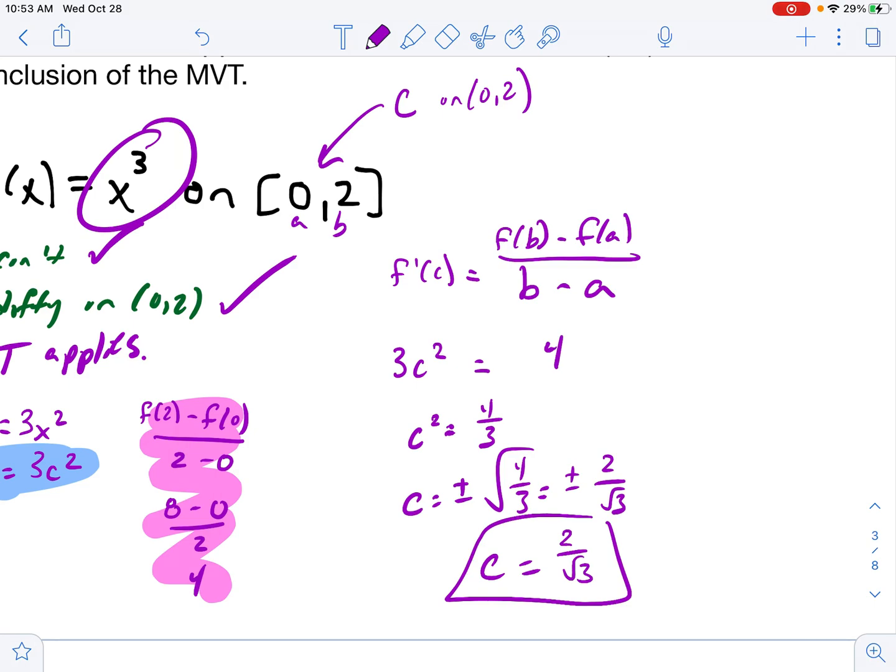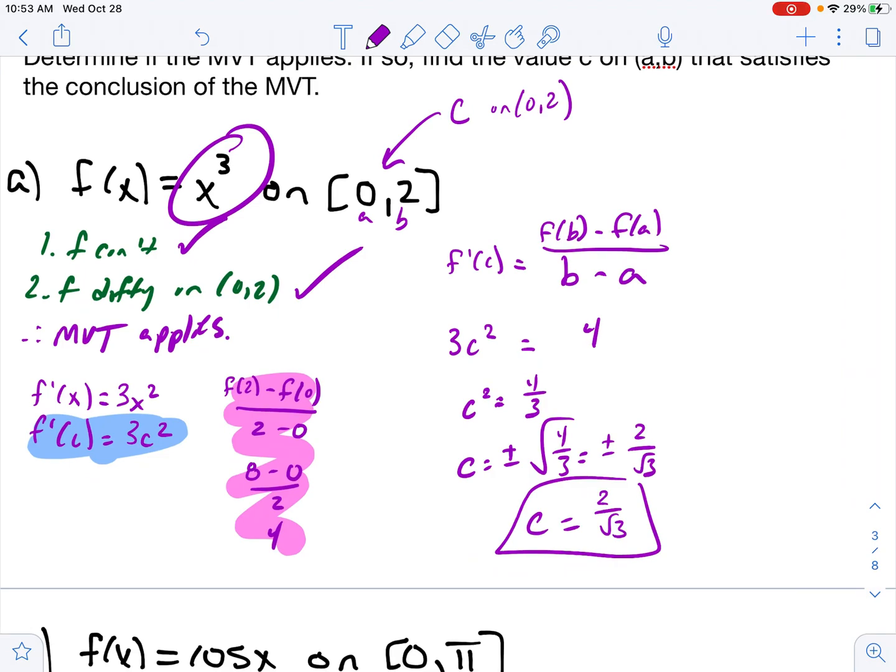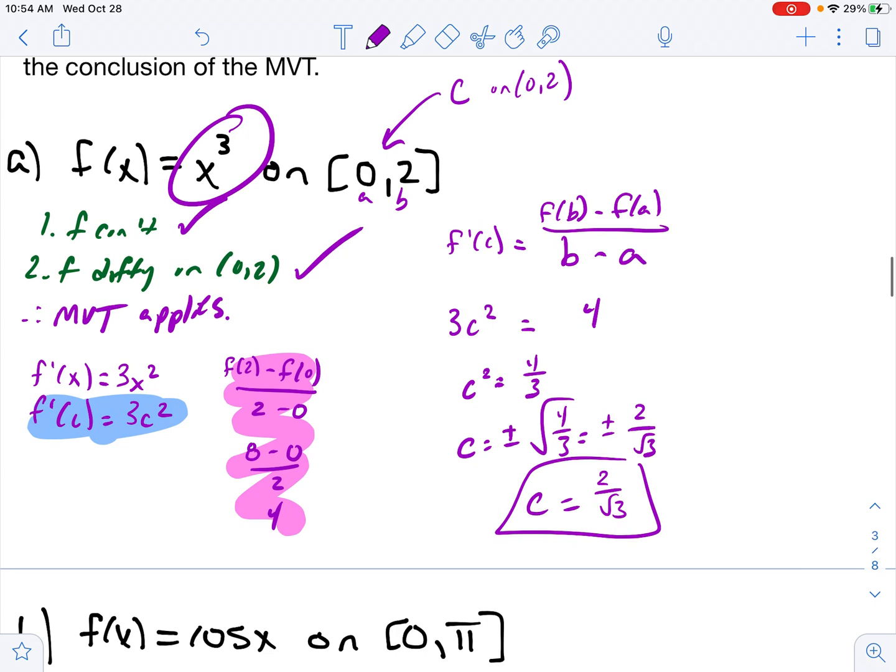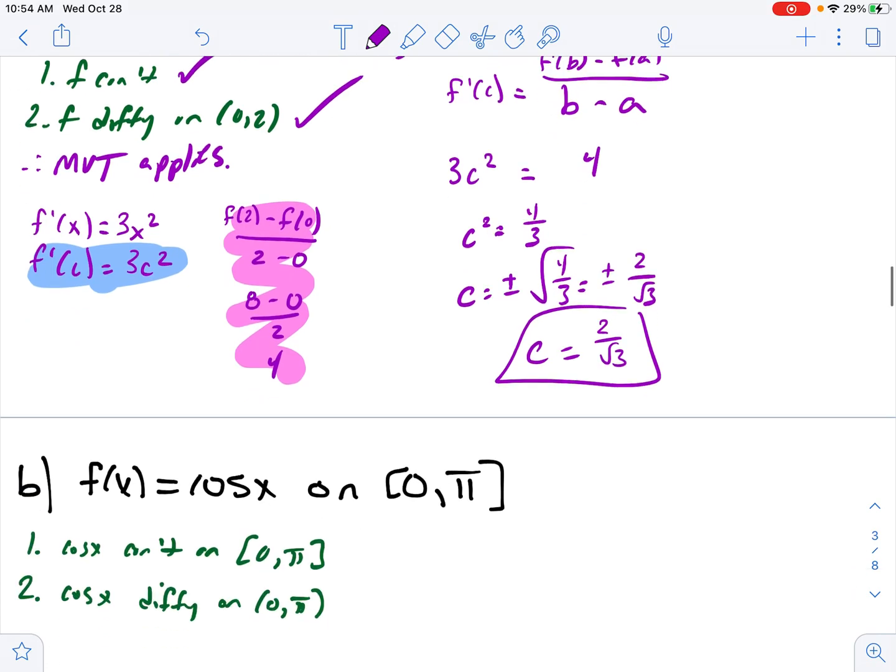All right? And if you want to verify, you can plug 2 over radical 3 into your calculator, and you'll get a number back between 0 and 2. All right? And there you have it. That's the idea. When x equals 2 over the square root of 3, some irrational number, the slope of that function x cubed is exactly equal to the average rate of change of the function on 0, 2.